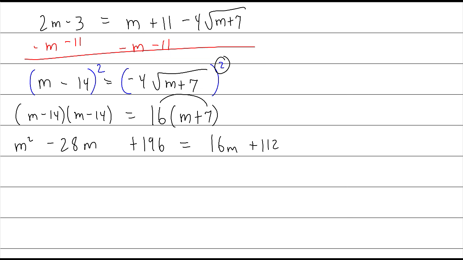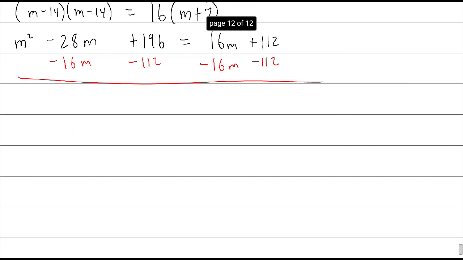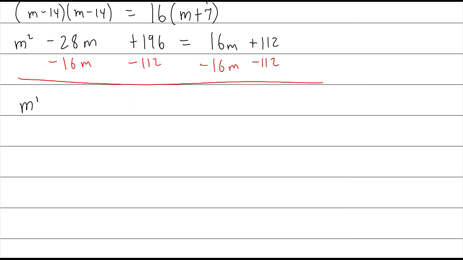Okay, we have a quadratic. Let's get it equal to 0. Subtract 16m from both sides. Subtract 112. So we have m squared minus 44m plus 84 equals 0.